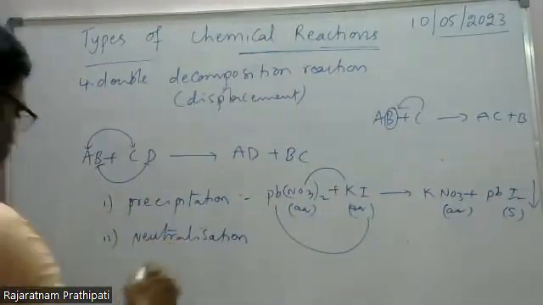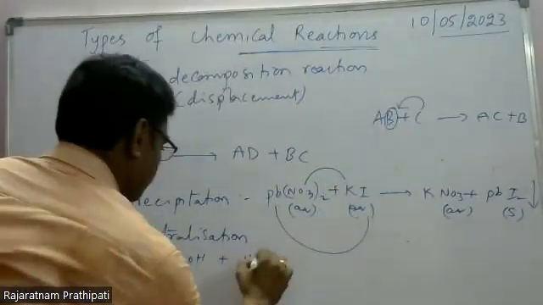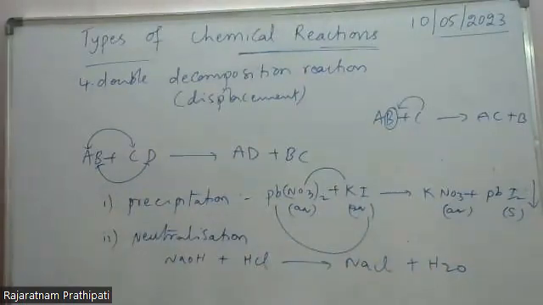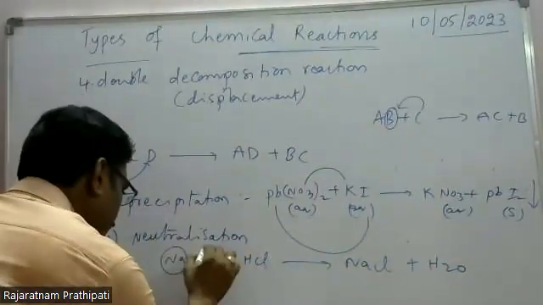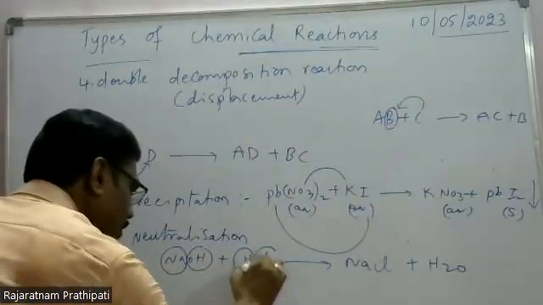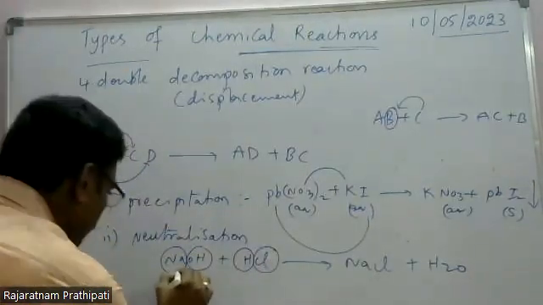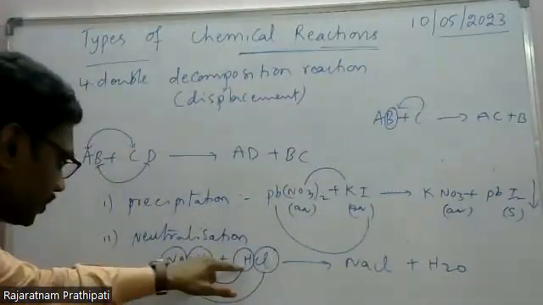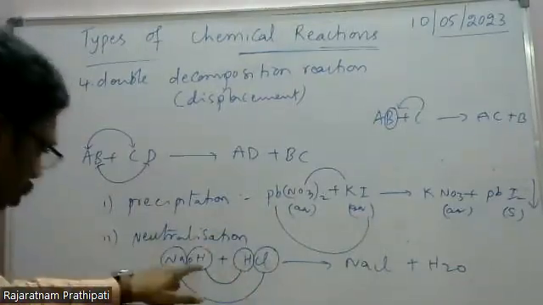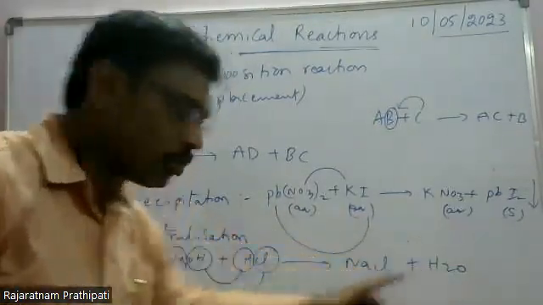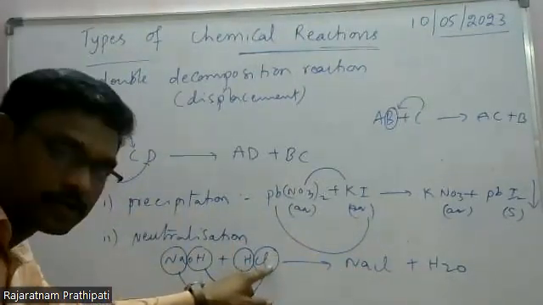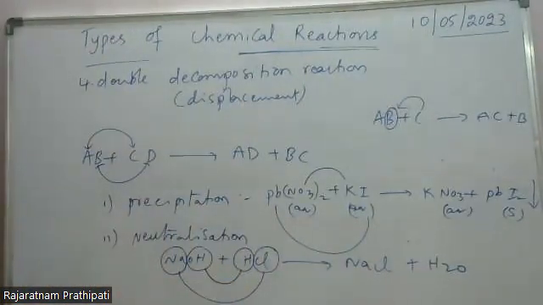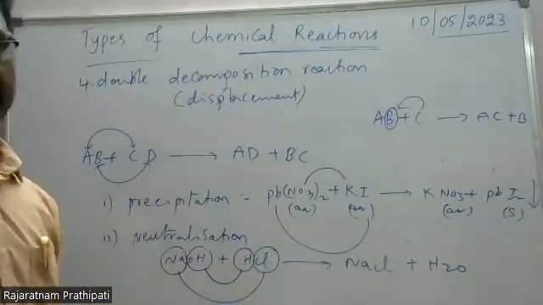Similarly, neutralization reaction. Look at this: NaOH plus HCl gives rise to NaCl plus H2O. Here sodium hydroxide and hydrogen chloride react. Sodium combines with chlorine, and hydrogen combines with OH, the hydroxide, to form H2O. So sodium chloride is formed. This is a double decomposition reaction or double displacement reaction.